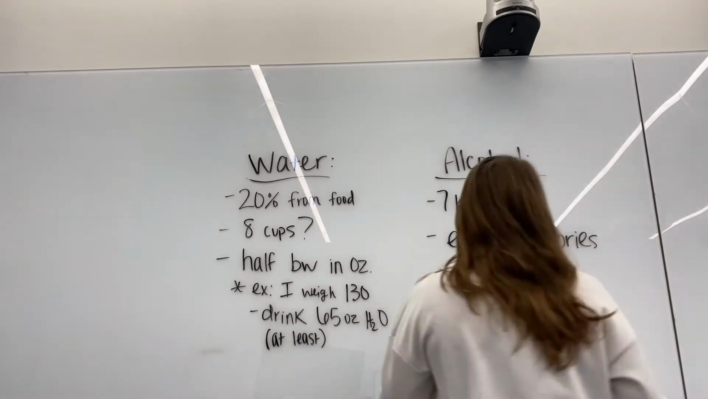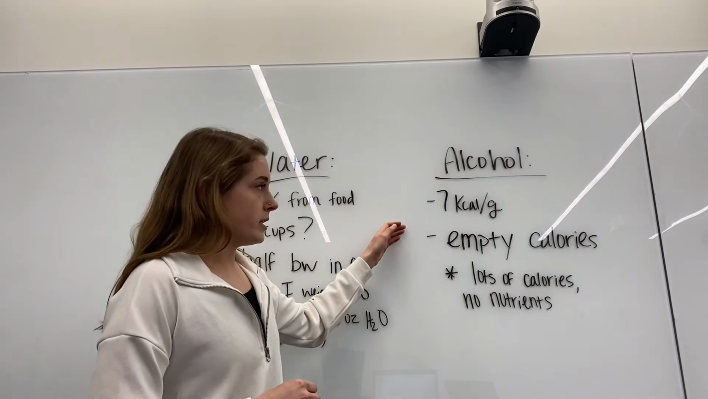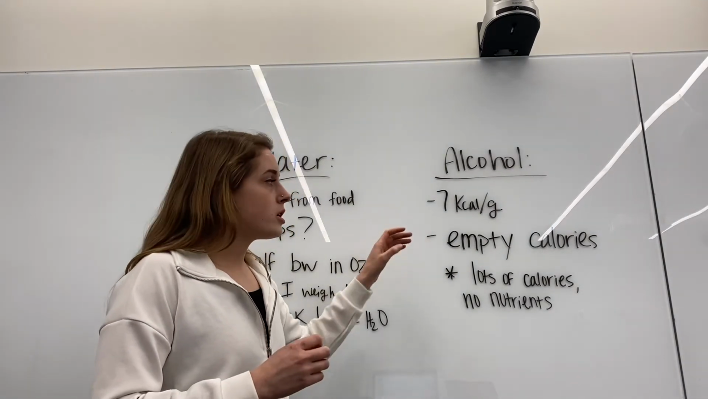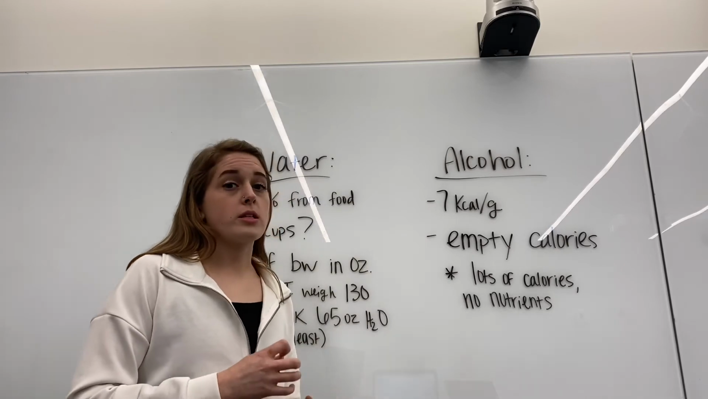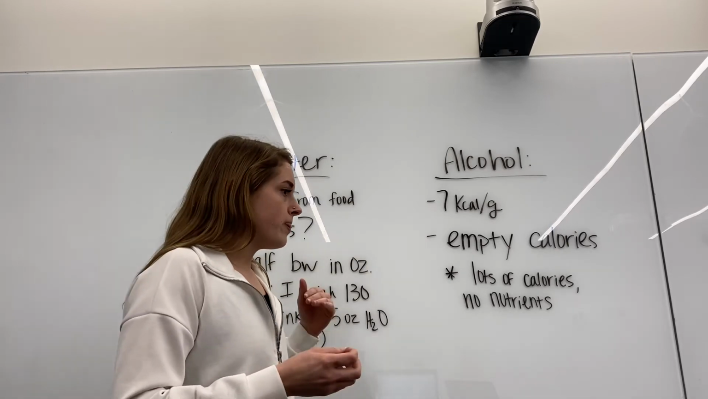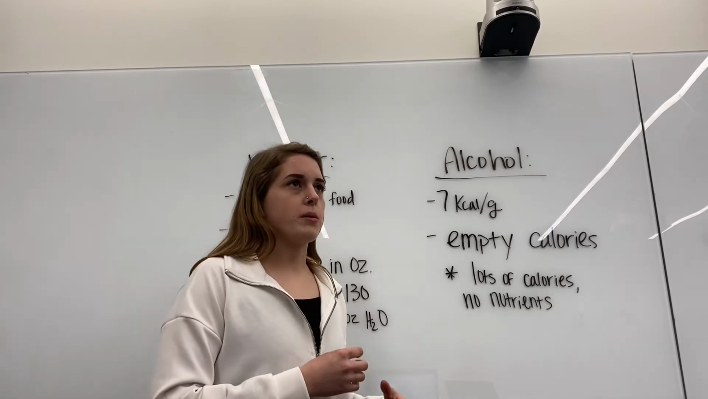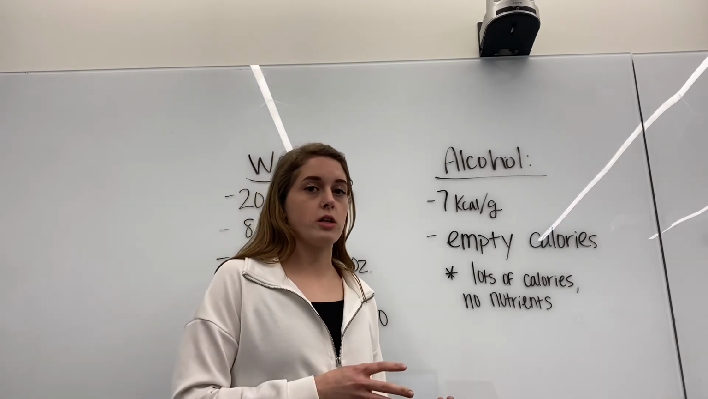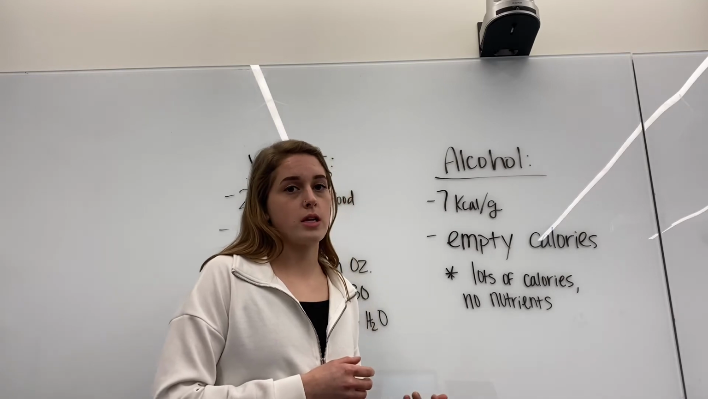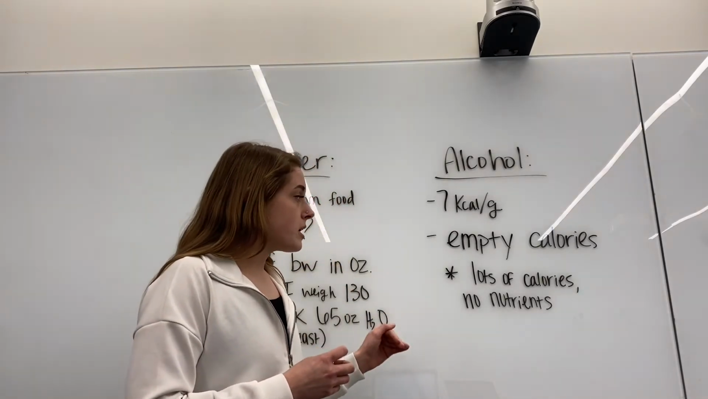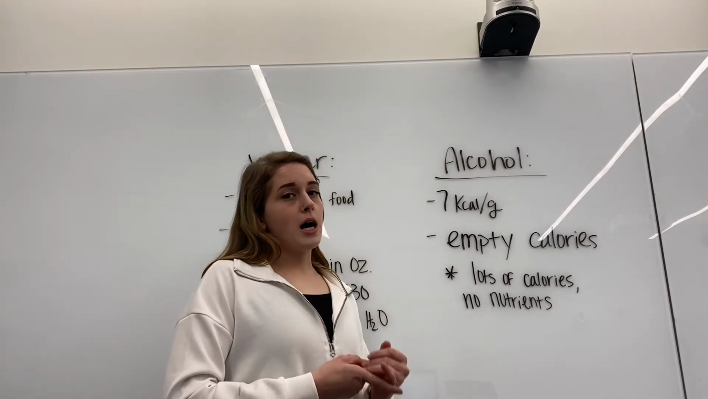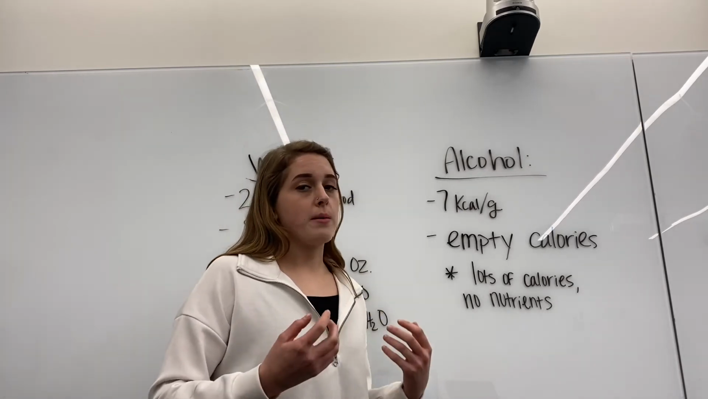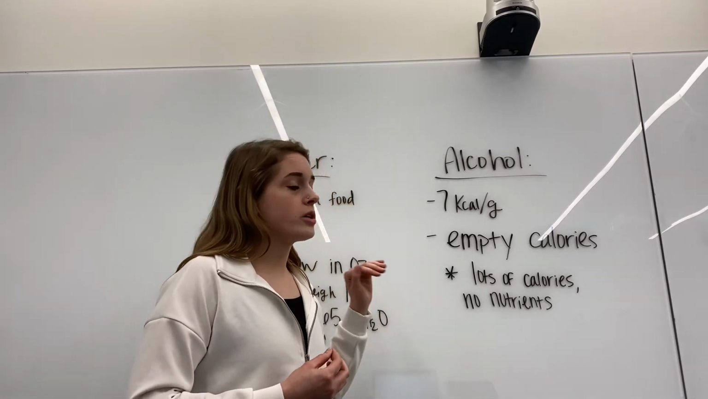Another thing to take into consideration is alcohol intake. Alcohol is 7 kcal per gram, and it is considered empty calories. This means it's a lot of calories, but does not include the nutrients that are required for someone to continue on to a healthier lifestyle. An example of that is any food with high sugars, or anything from alcohol. That is lots of calories but no nutrients.